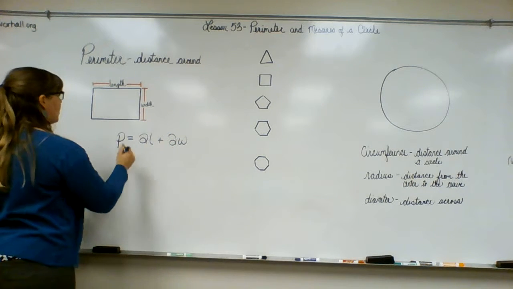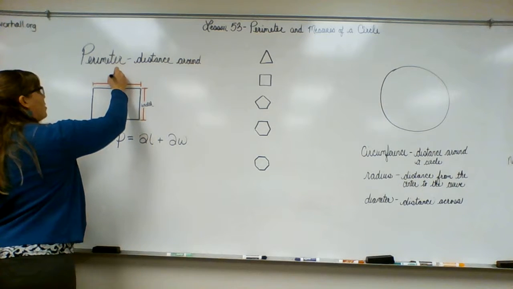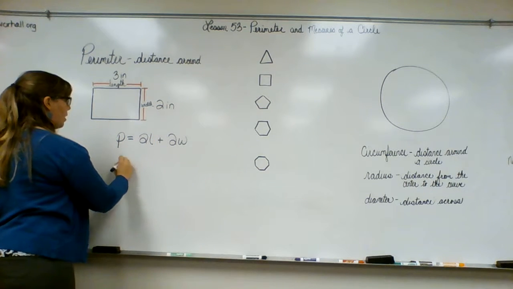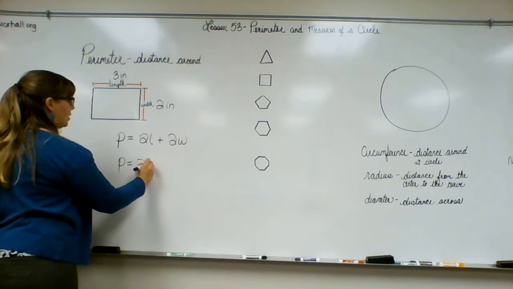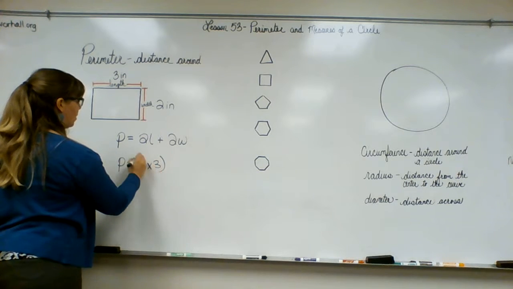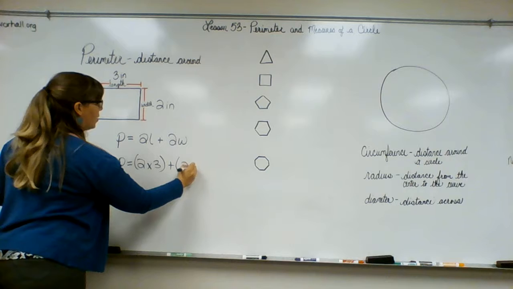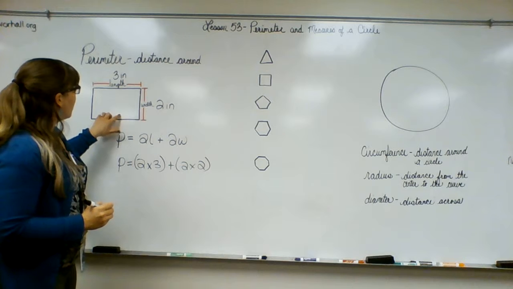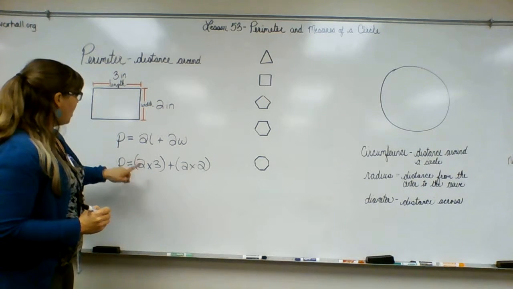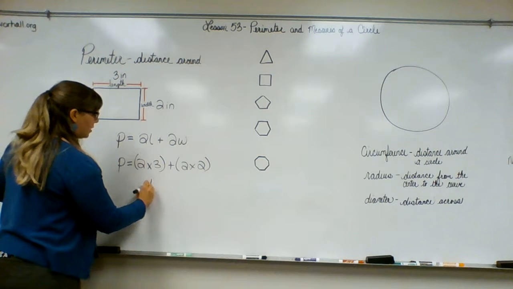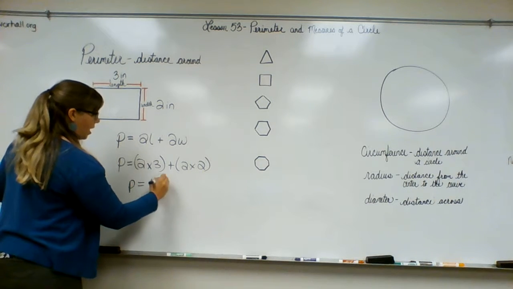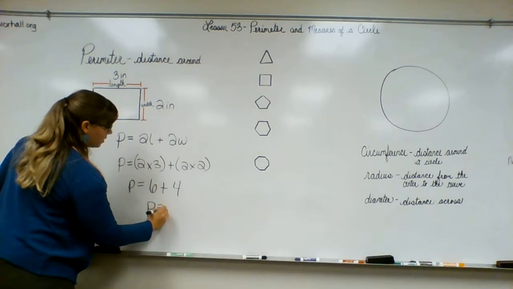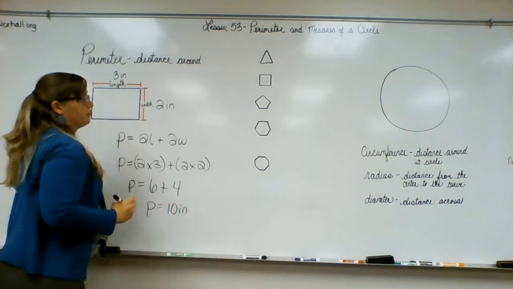Let's put that into practice. If I have a rectangle that is 3 inches in length and 2 inches in width, then my perimeter equals 2 times 3 plus 2 times 2. We have 2 lengths, so 3 and 3, and 2 widths, 2 and 2. 2 times 3 we know is 6, and 2 times 2 we know is 4. So 6 plus 4, the perimeter is 10 inches of our rectangle.